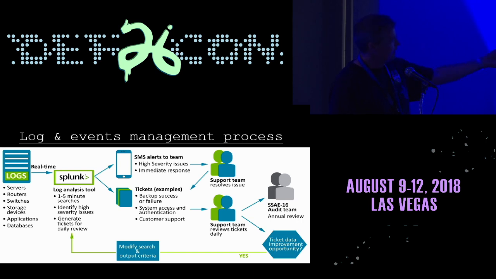And so those are IT ops things, like backup success and failure, security things, system access and authentication, even customer support tickets. You can throw everything in there. So we review those tickets, like I said, on a daily basis. If your original search produces way too much data, like 18 screens of stuff, which isn't reasonable to review every day, or there's not enough, we'll go back and modify the search and output criteria to continually improve the results in the process.